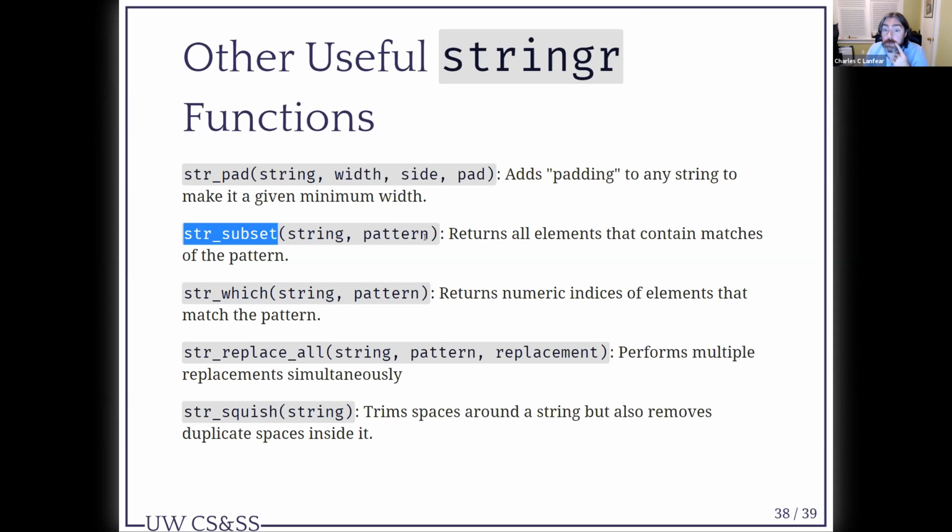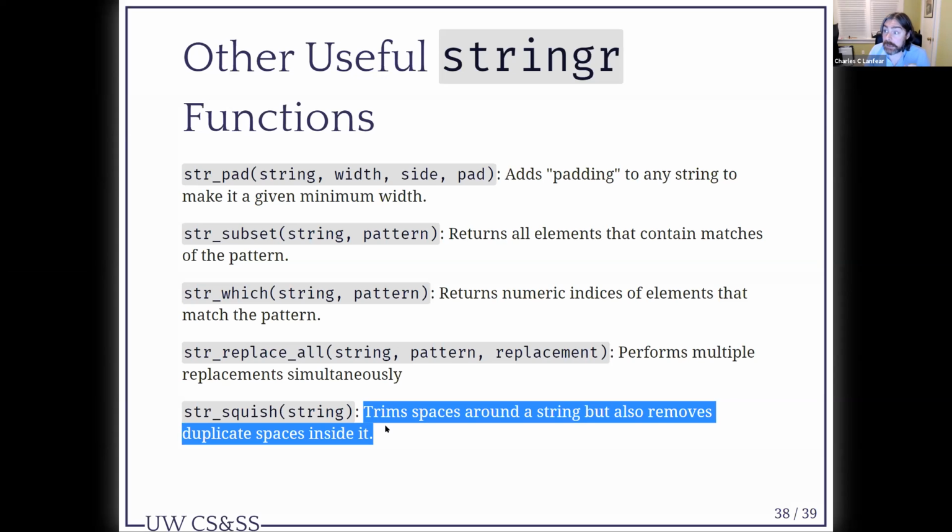String subset will return all elements that contain matches of the pattern. So instead of extracting part of it, it would give you the entire thing that matches. So you give it a string and the pattern, and it won't just return what it matches, but the whole element that contains any match. String which returns numeric indices of elements that match, so you know which number they are instead of just trues and falses. String replace all will do multiple replacements inside of a string. And string squish will trim duplicate white space inside a string. So if there's 2 spaces in a row, it will remove one of those spaces, squish things down to remove duplicates.